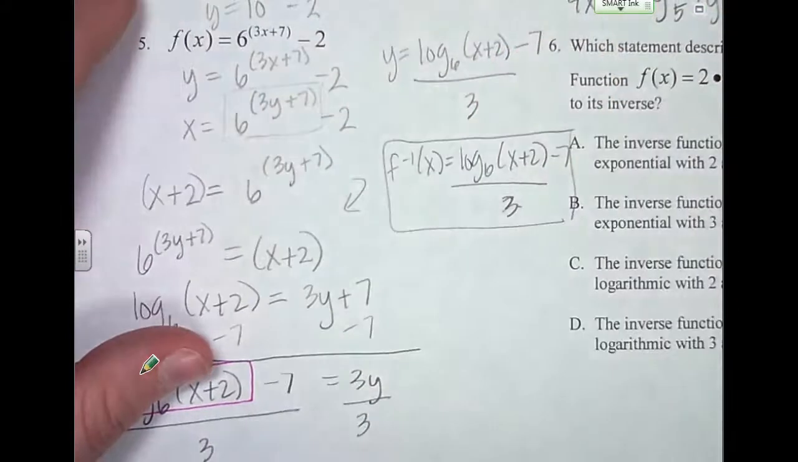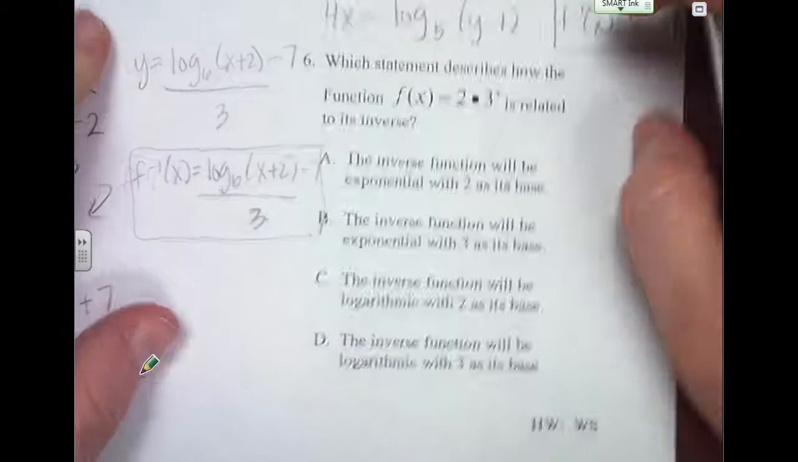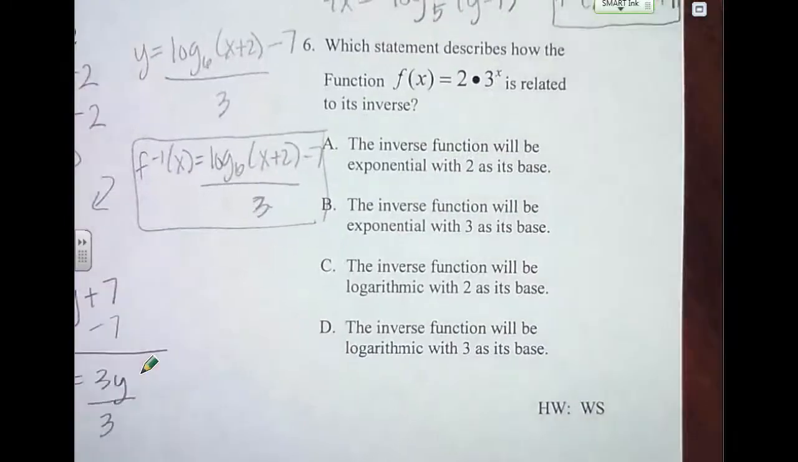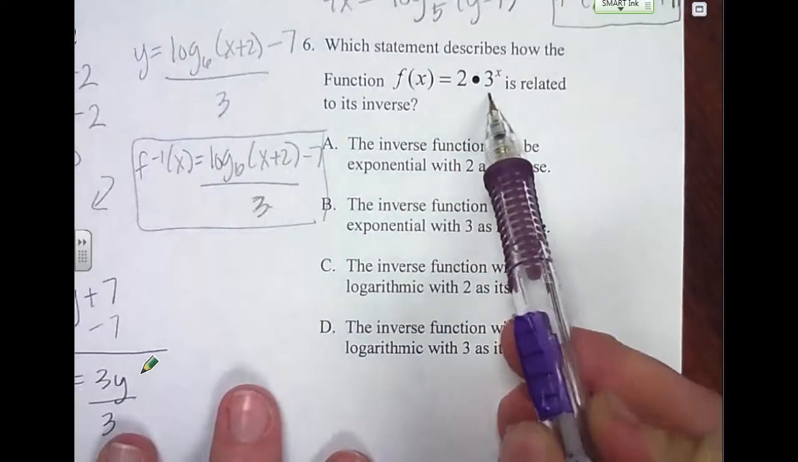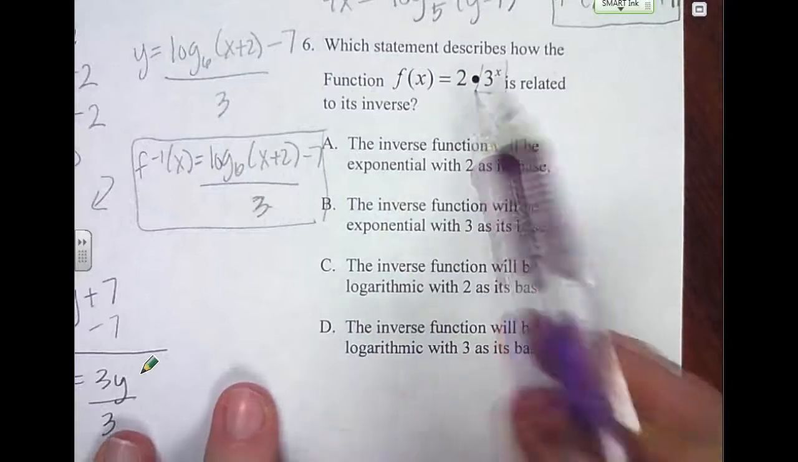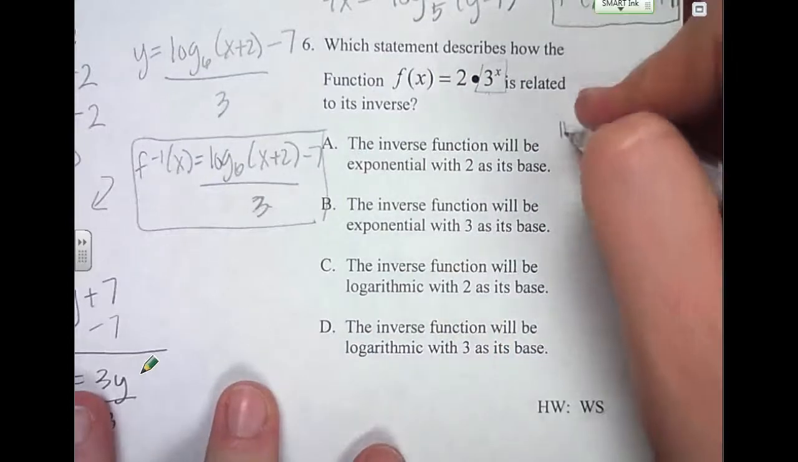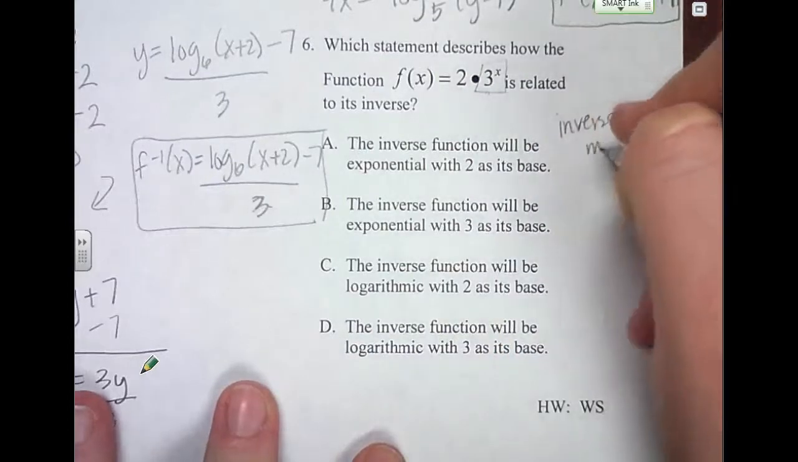And that's it. Okay, and the last one, number 6. Which statement describes how the function f of x equals 2 times 3 to the x is related to its inverse? Okay, so this is an exponential function because I have this exponent here. So the inverse must be a log.